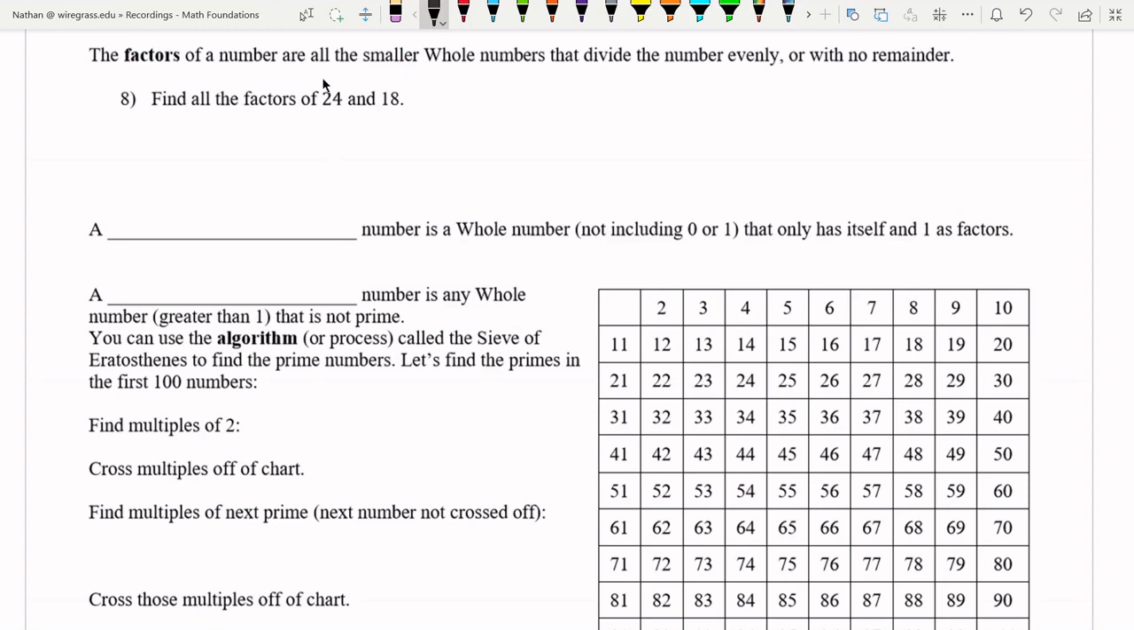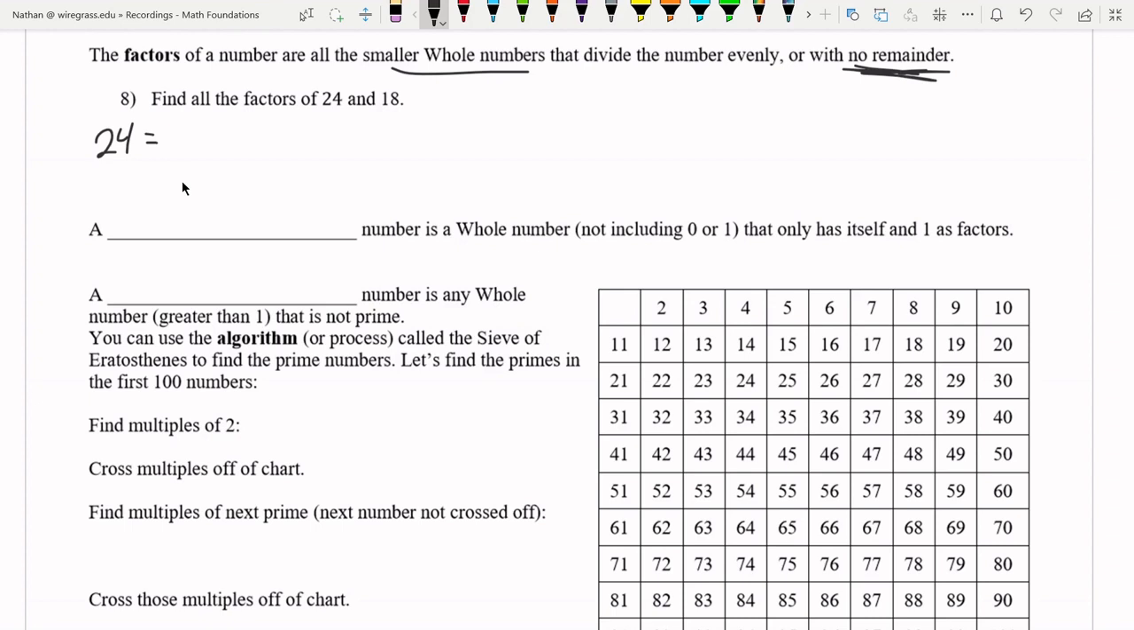Factors of a number are all the smaller whole numbers that divide the number evenly with no remainder. And that's the important part here. So all the factors of 24, well, we're looking at smaller whole numbers, and the whole numbers start at 0. 0 we're not going to include though, because anything divided by 0 is undefined in mathematics, so that doesn't work.